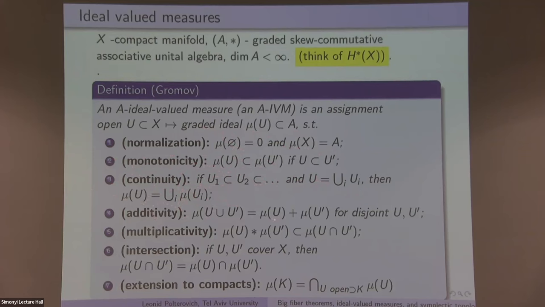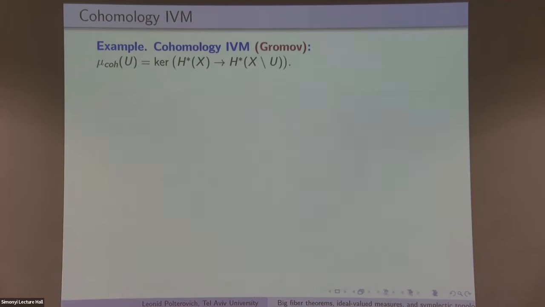Additivity says that if you have two disjoint sets, then mu of U union U prime equals the sum of these ideals for disjoint U and U prime. And for intersection, if U and U prime cover X, then mu of X is the intersection of the mu's. Finally, there is a super important property, which is called multiplicativity. In a sense, the whole story is about this multiplicativity: mu of U times mu of U prime sits in mu of U intersect U prime, okay? And this mu will be extended from open sets to compacts. We take a compact set K, consider the intersection of all open sets containing K, and get the same mu of K.